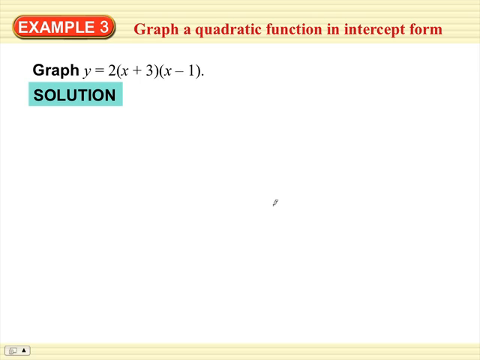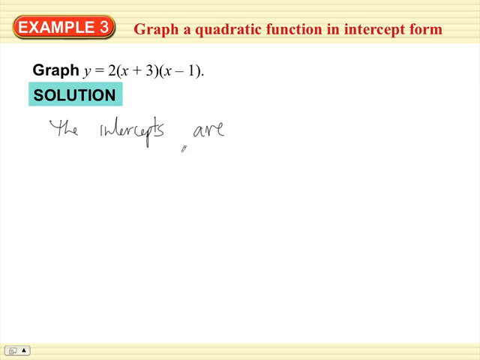Alright, so let's use it here. Graph this thing right here. Well, very first thing before I graph, find the vertex, find the axis of symmetry. So you just have to remember, this is intercept form. It shows you your intercepts. So what are our intercepts? The intercepts are where it crosses the x-axis. What do you think?